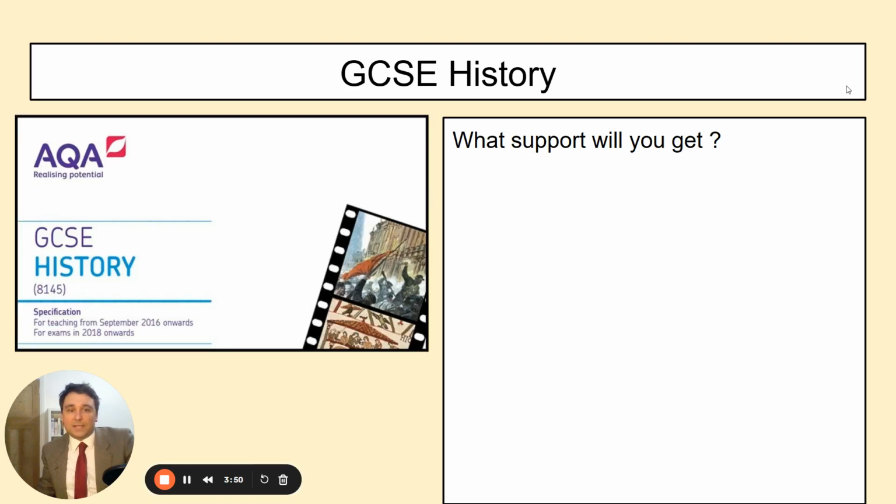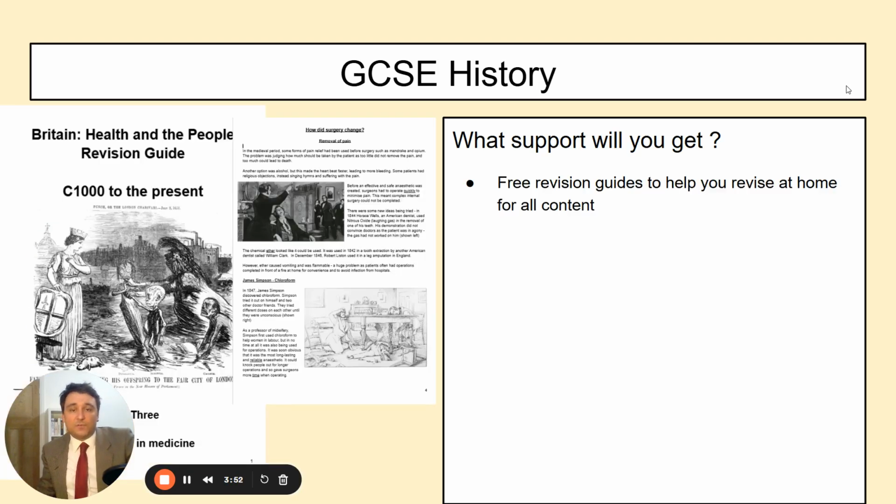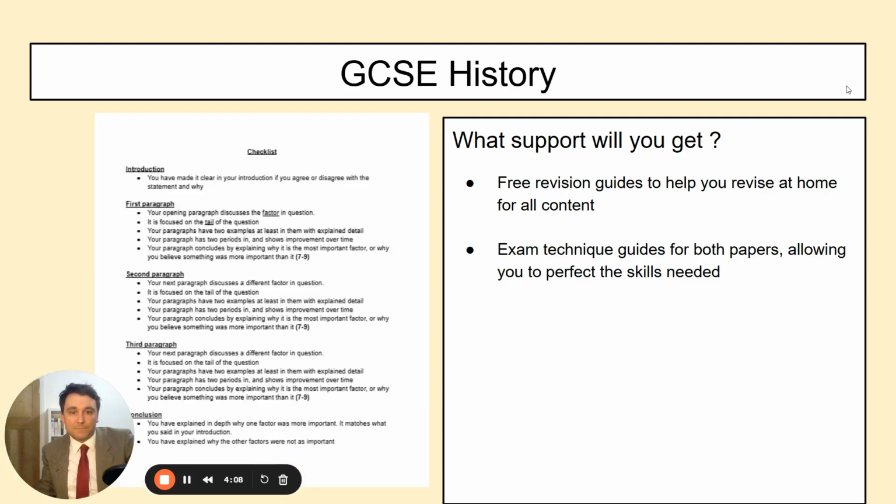Now, what support will you get on the course? First of all, we will give you free revision guides to help you revise at home for all content. You don't need to spend any money at all. We have collated all information from the revision guides. You'll get that if you miss lessons, if you need to revise at home, you struggle to revise using your book, that's there for you, including checklists to help you prepare.